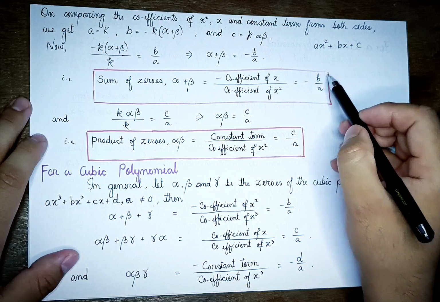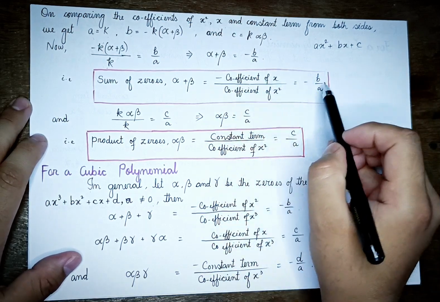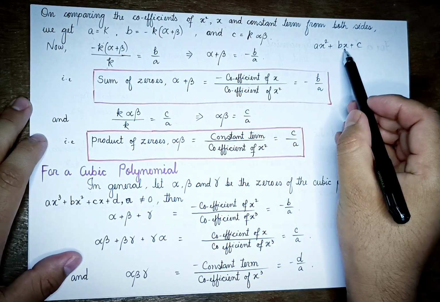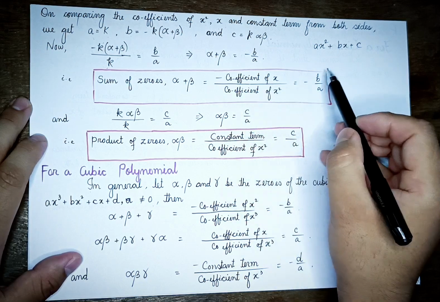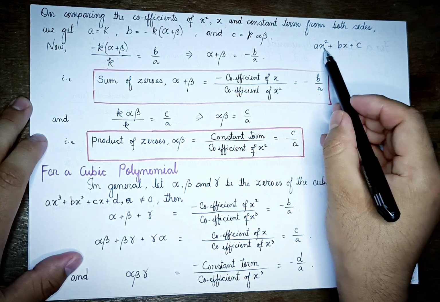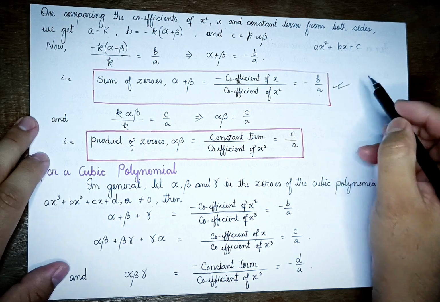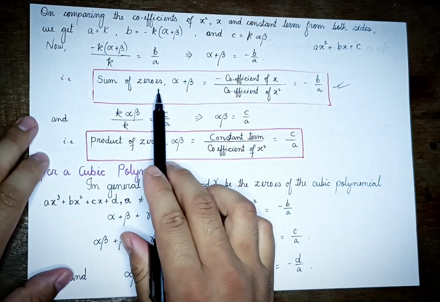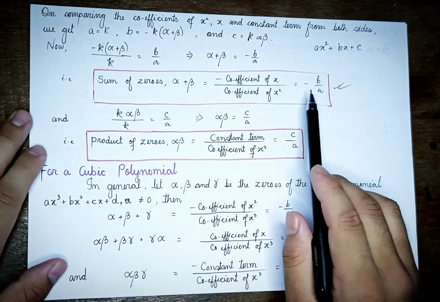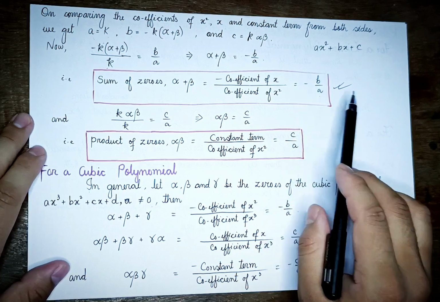Here -b/a is equal to minus, what is b here? b is the coefficient of x, and what is a here? a is the coefficient of x². You must know it. You must learn this by heart. What is the sum of zeros? You must definitely know that it is -b/a.